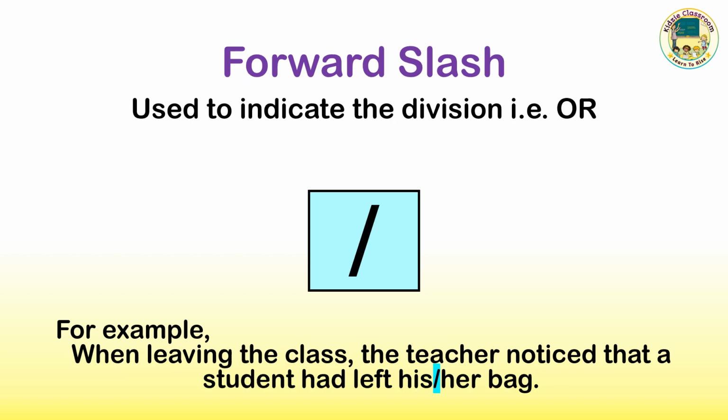Forward slash. It is used to indicate division, that means or. For example, when leaving the class, the teacher noticed that a student had left his/her bag. So the simple slash states or. As you can see in the sentence, the symbol slash is highlighted in the blue color.